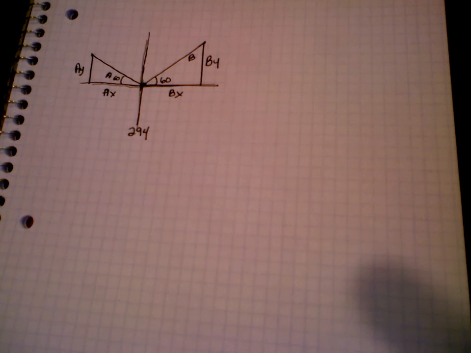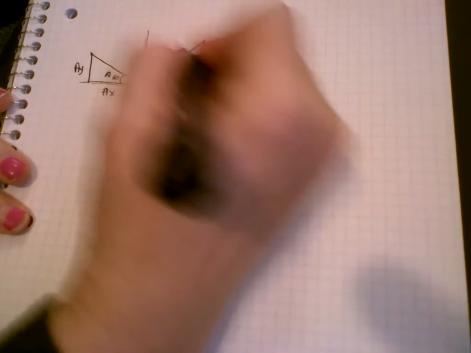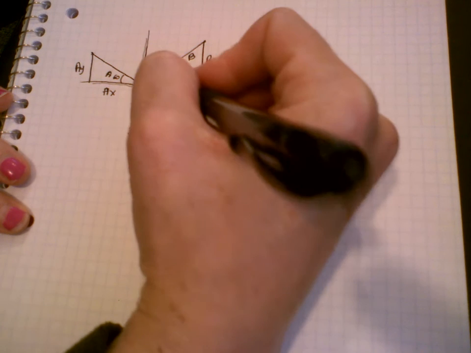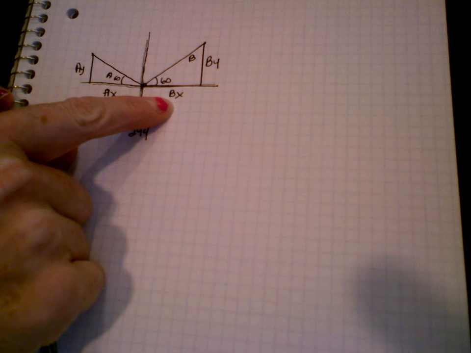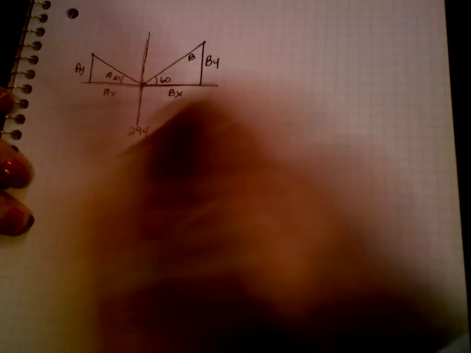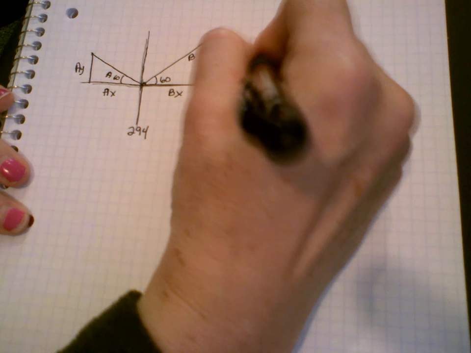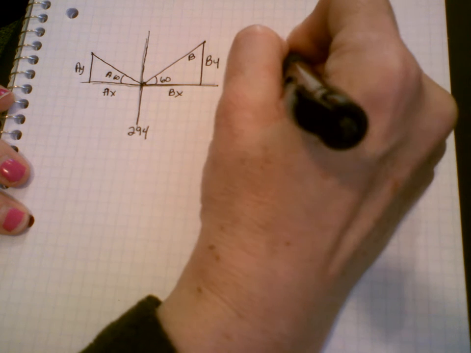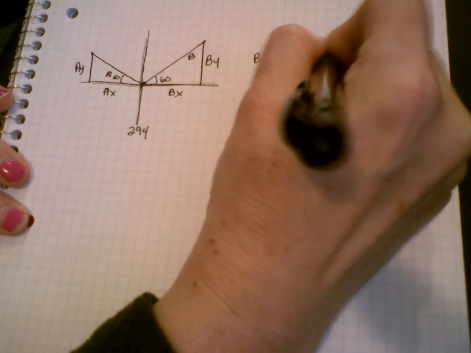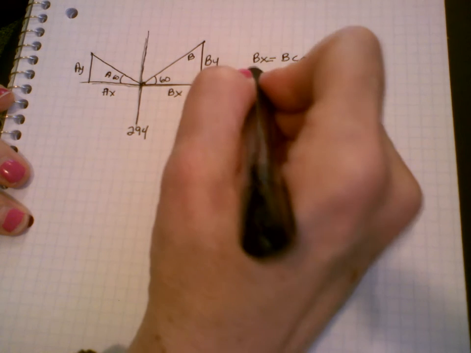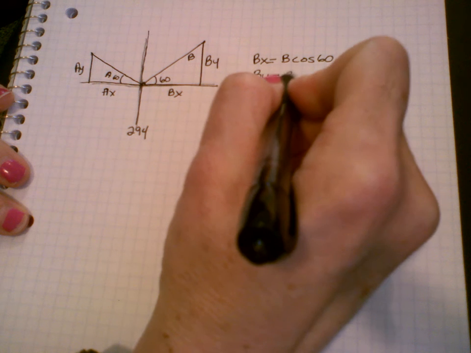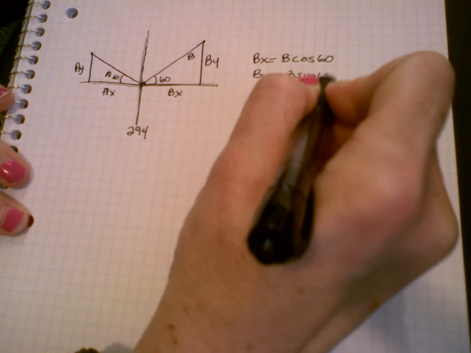So that's the reason why that direction is really important, because if you don't do that correctly, you end up with something that doesn't work out mathematically. Okay, so again, let's solve for b sub x and a sub x and b sub y and a sub y. So b sub x is going to be adjacent to 60. So we can say b sub x is equal to b cosine 60. And b sub y is opposite 60. So b sub y is equal to b sine 60.